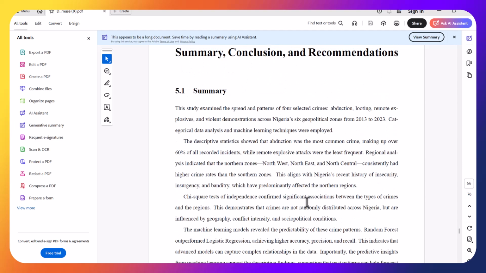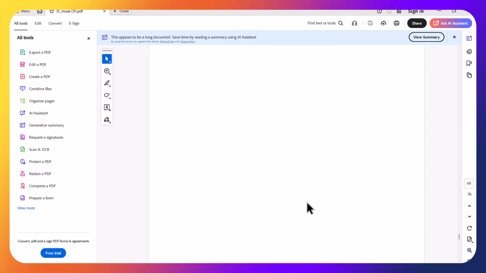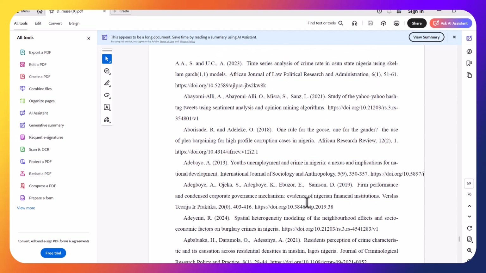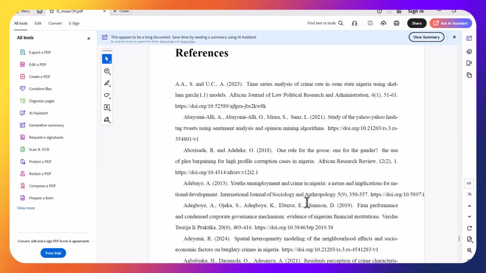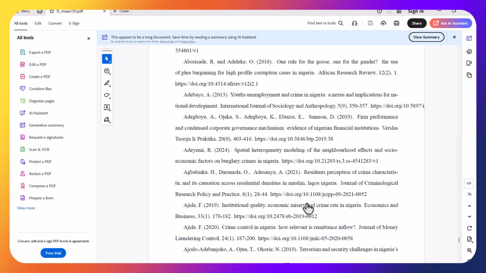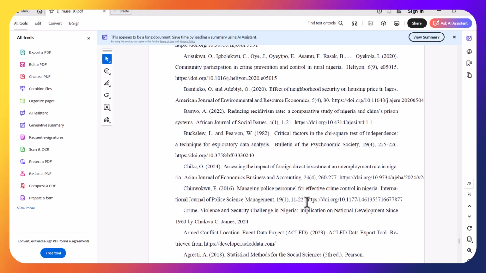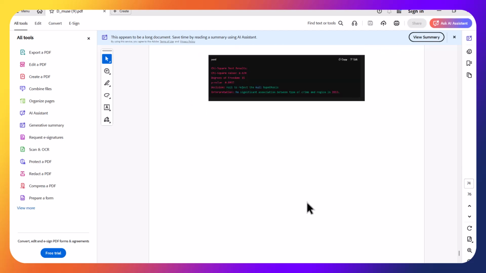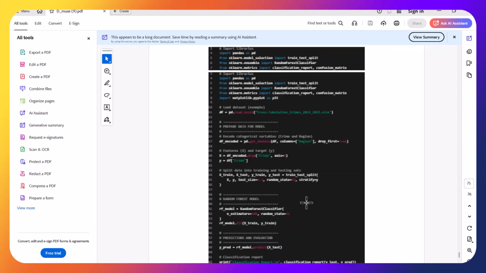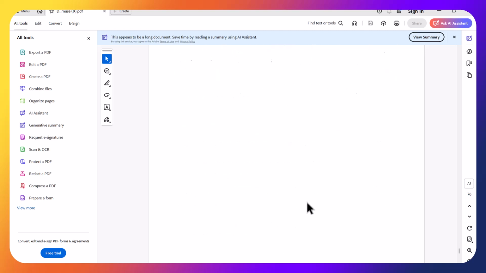Then move to chapter 5, basically summary, conclusion, and recommendation. All the references that we use in the project's research are going to be listed in one section, sometimes called a bibliography, but it's actually the same thing. And then we have our appendix. This appendix basically contains the codes we used.